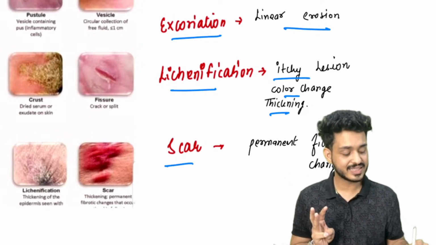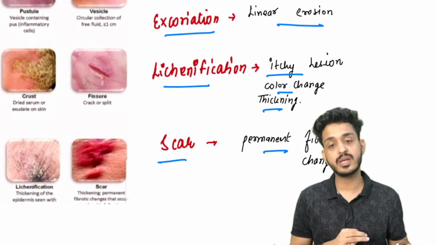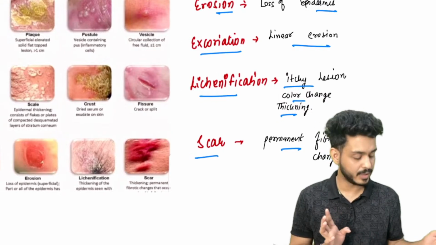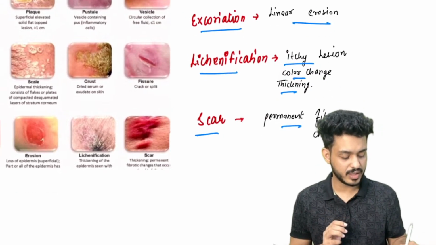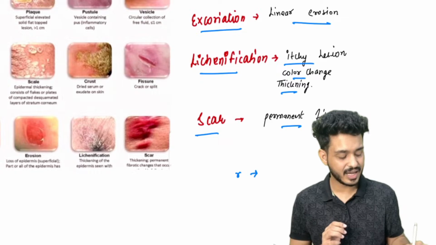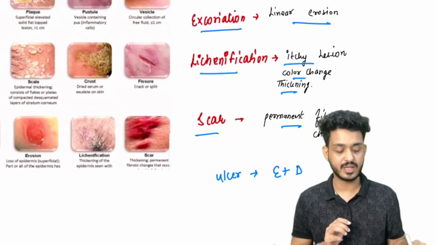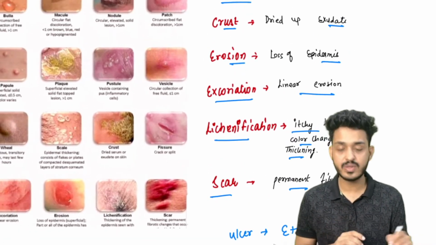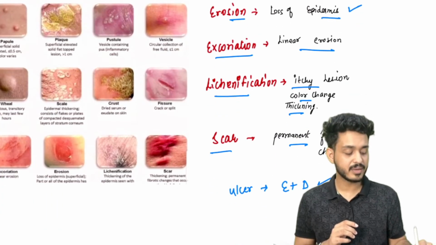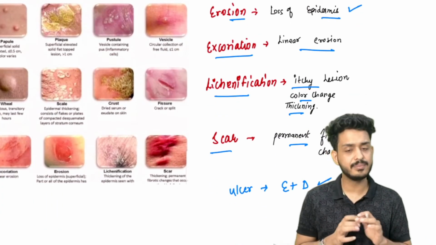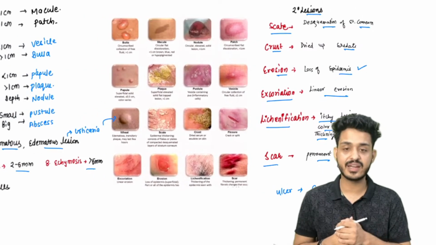And what is a scar? Scar is a permanent fibrotic change. One more you need to remember. What is an ulcer? Ulcer will be loss of epidermis plus dermis. If there is loss of epidermis only, we call it erosion. If there is loss of epidermis plus dermis, we call it an ulcer. Simple things. Ulcer is a secondary lesion.